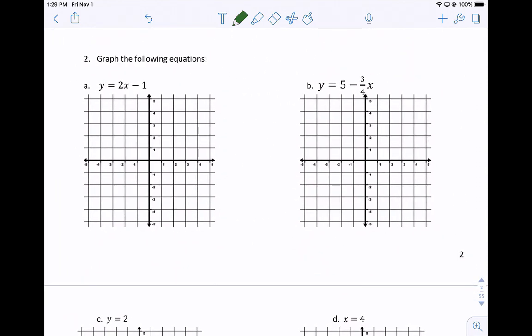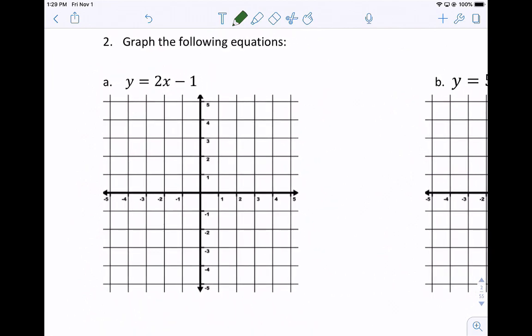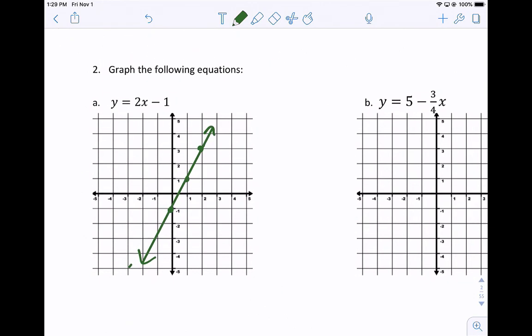Also, last unit we looked at graphing the following equations. So we have y equals 2x minus 1. The y-intercept is -1. The slope is 2. So what that means is we'll go up 2 to the right 1, up 2 to the right 1. Then we'll connect our line. Here's an example of what the line y equals 2x minus 1 looks like.